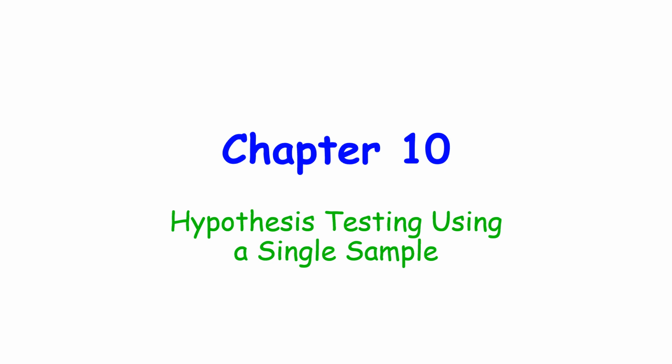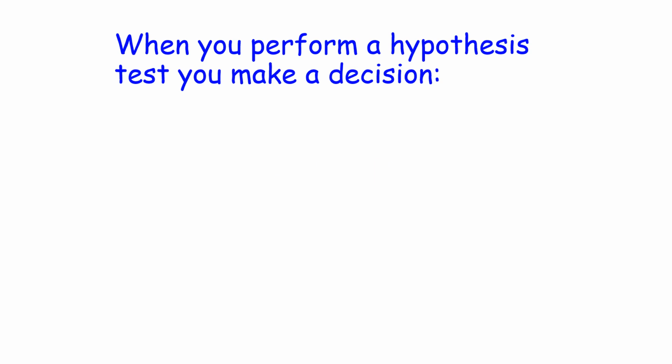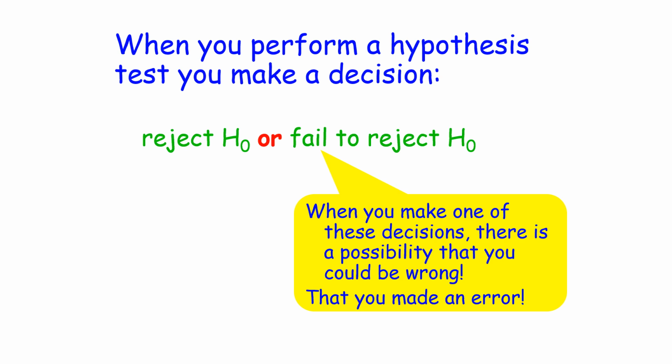In this video, we're going to be talking about hypothesis testing using a single sample. Specifically, we're going to be talking about errors in hypothesis testing. When you perform a hypothesis test, you make a decision. You either reject the null hypothesis or you fail to reject the null hypothesis. And when you make one of these decisions, there's a possibility that you could be wrong, that you made an error.